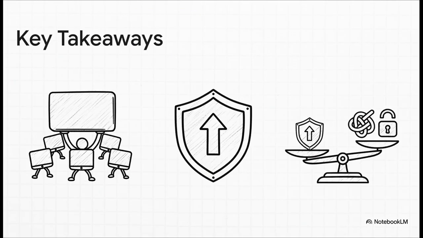Okay, so to wrap it all up, let's hit the three big takeaways. If you remember anything, remember these. First, it's about teamwork. Spreading the load makes the whole system way stronger. Second, it's about resilience. That teamwork is what gives you that shield of reliability for the services you depend on. And finally, it's about balance. You're always weighing those amazing benefits against the real challenges of complexity and security.